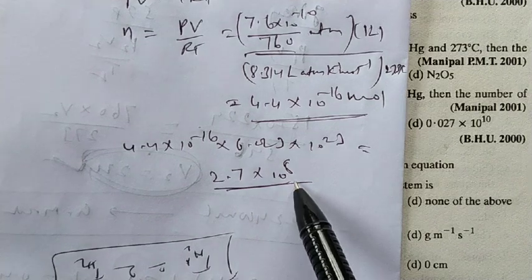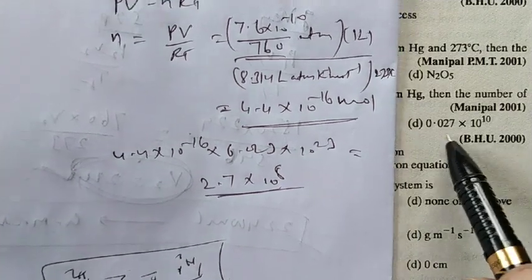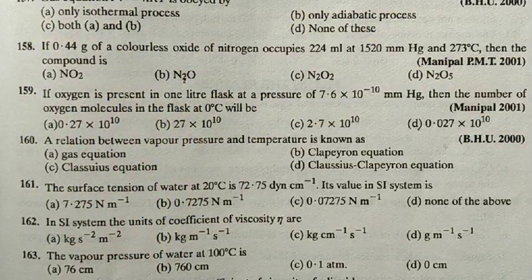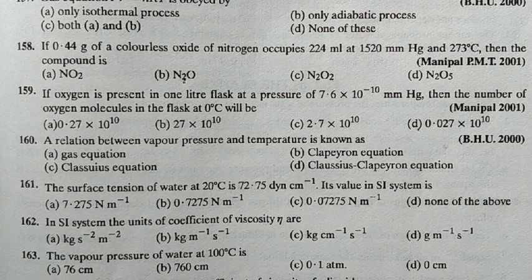2.7 into 10 power 8 you can write as 0.027 into 10 power. So the option is D. Is it clear? So direct substitution, very simple method. Is it okay? Now look at the next question.